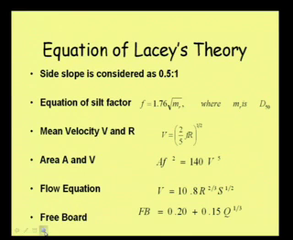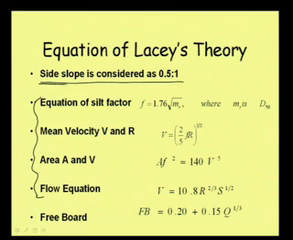Initially, of course, he gave 4 formulas. These are the 4 formulas that were given by Lacey. First, this is not exactly a formula; it was observed in many cases that the side slope can be considered as 0.5:1 when we are designing by Lacey's formula, because the side slope we can put like that.